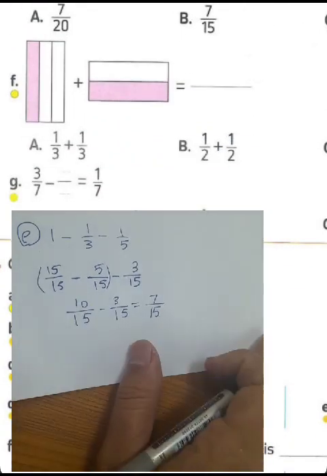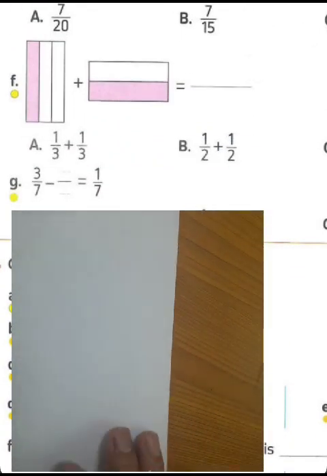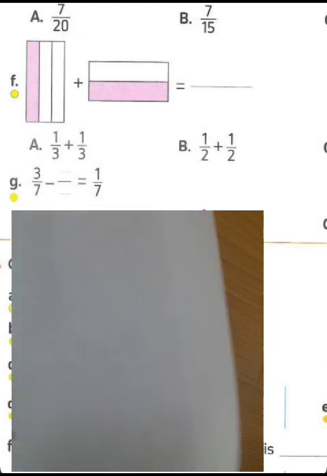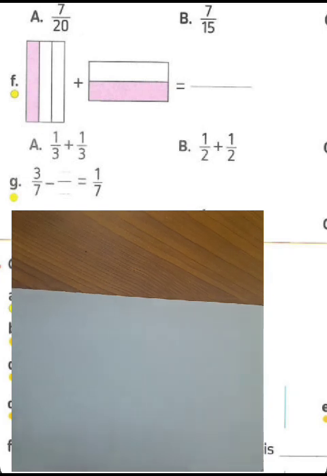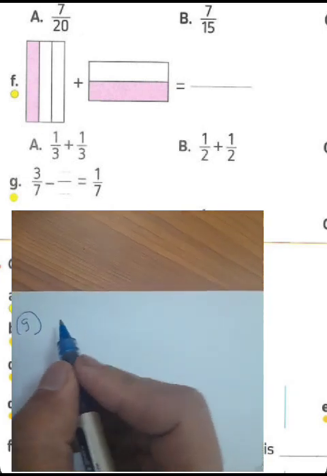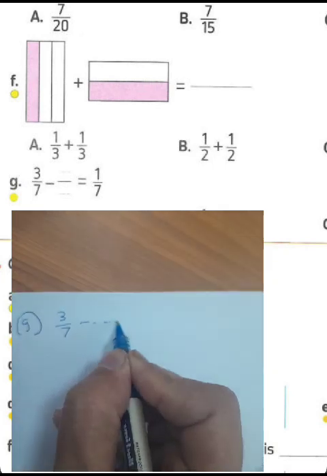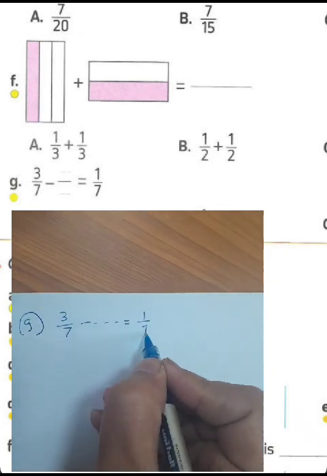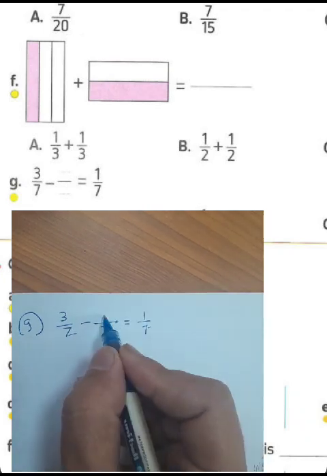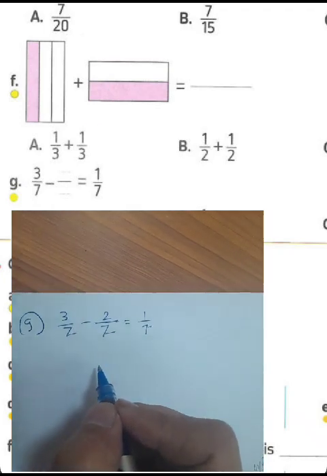Question letter F. We can subtract two fractions here, right? First, 3 over 7. About this question, letter G. 3 over 7 subtract by space equals 1 over 7. We can write 7 in the denominator. 3 minus 1 equals 2. The result will be 2 over 7.